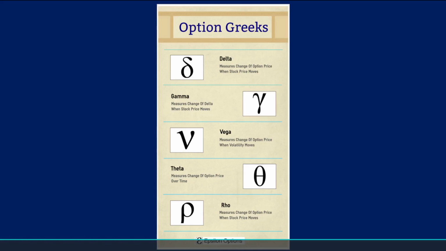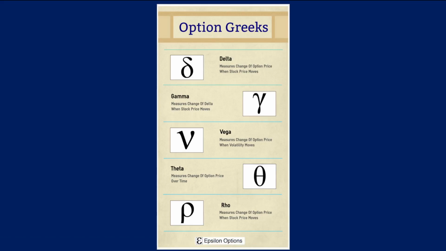So guys, if you look up options Greeks, why are they called the Greeks? Well, because they use Greek characters to describe themselves. And you can see here the delta, gamma, vega, theta, and rho, how they all have their own different symbols.